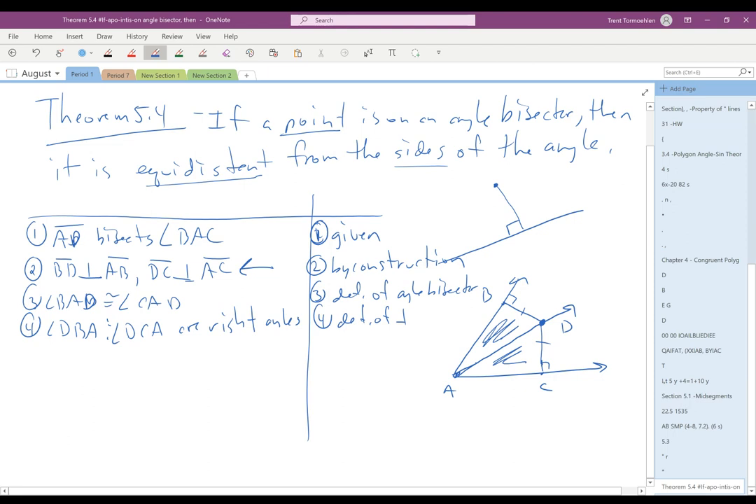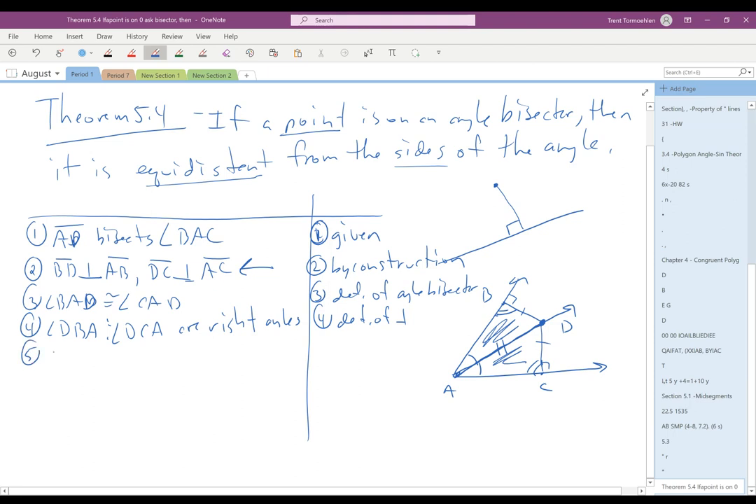Now I need to look at this to see, am I going to use hypotenuse leg, which means I can leave them as right angles, or am I going to use something else? It turns out the way I'm going to prove it is if I've got this angle congruent to that angle, then I can show these two angles congruent, which gives me two angles. And then I just need the side, which is going to be AD by reflexive. That's going to allow me, using angle angle side, to prove the triangles congruent.